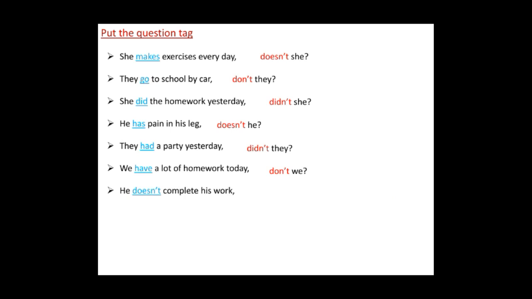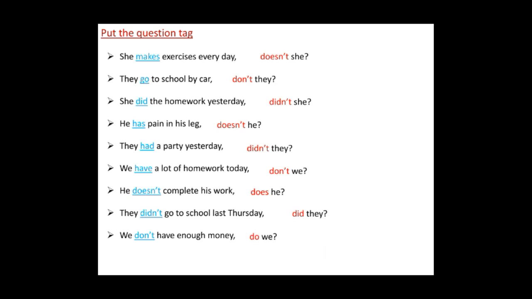He doesn't complete his homework. Again, this is an auxiliary, not a main verb. Excellent, excellent. He doesn't complete his homework. So, does he? They didn't go. Did they? We don't have. Do we? They don't have. Do they?